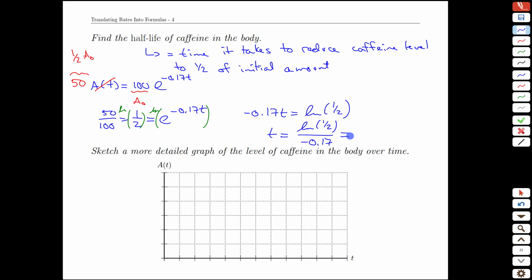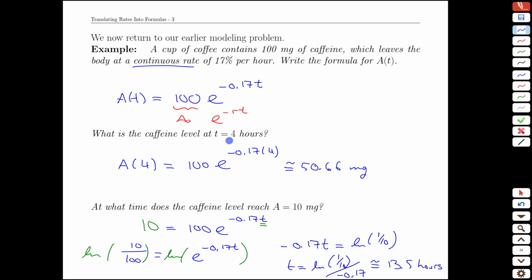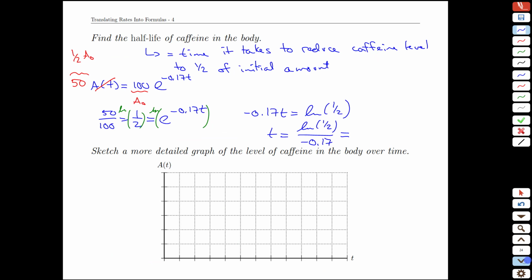And again, just conceptually, we saw before that after 4 hours, we got very, very close to half the amount. We expect this number to be very, very close to 4 then. And that is in fact the case. We get approximately 4.07 hours as the half-life.